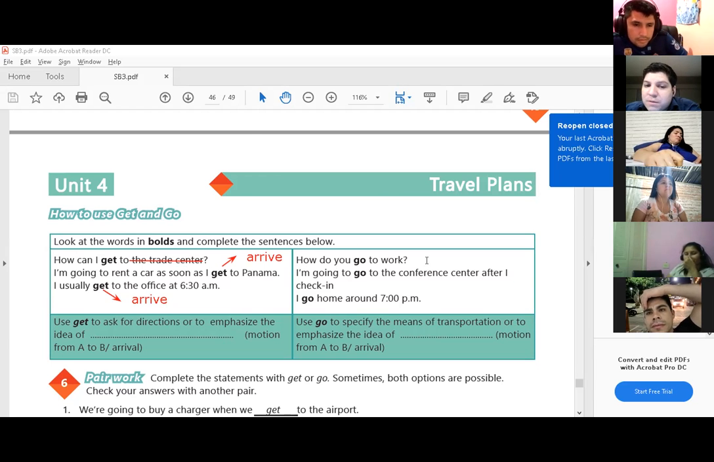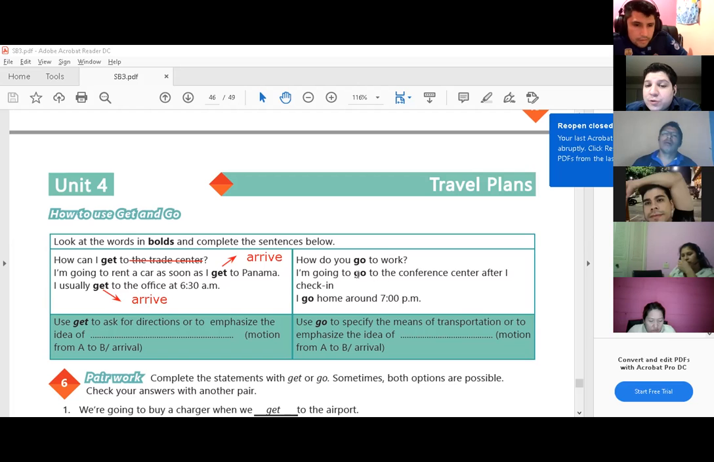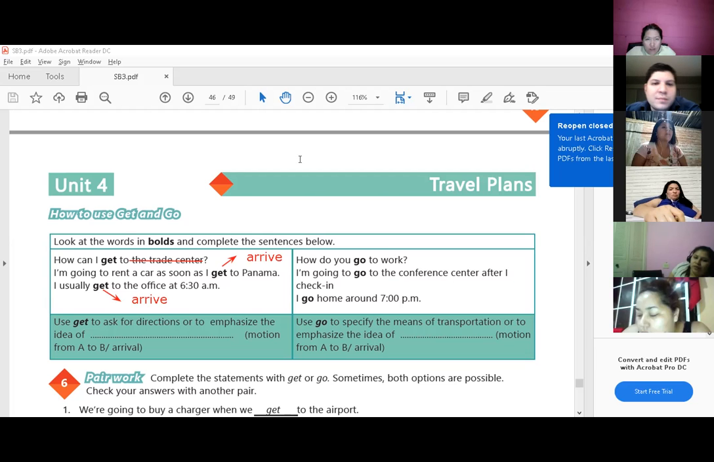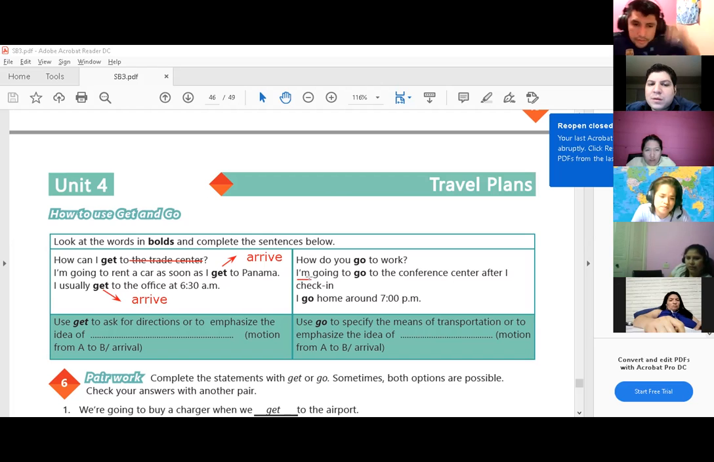How do you go to work? I'm going to go to the conference center after I check in. I'm going to the conference center after I check in. Guys, please don't forget the M of the auxiliary.